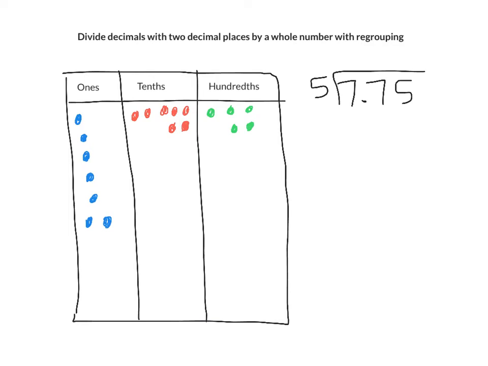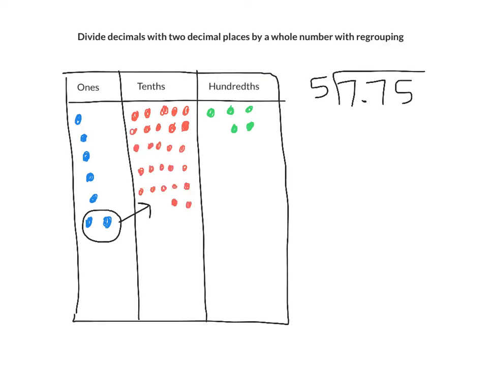For our next example, we're going to learn how to divide decimals with 2 decimal places by a whole number with regrouping. So I went ahead and represented 7 and 75 hundredths in our place value chart. So we have 7 ones, 7/10, and 5 hundredths. We're going to start by dividing our ones. So we're going to divide our 7 ones into 5 equal groups. When we do that, we're left with 2 ones left over, which we would then regroup over into our 10ths place.